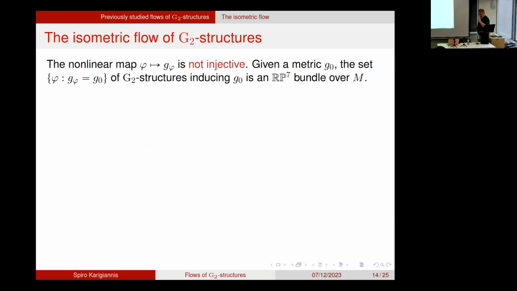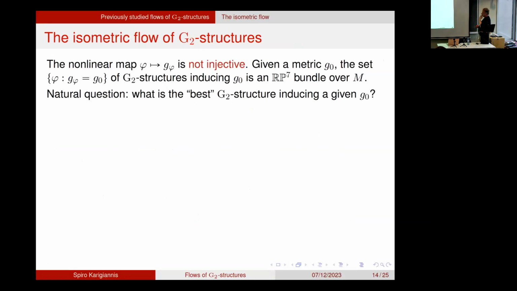Let me tell you about one more flow, and then we'll get to the general stuff. So remember I said that the 3 form determines a metric, but this map is not injective. So there's lots of 3 forms that give you the same metric. And if you fix a metric and you look at all the 3 forms which give you that metric, it turns out that at each point you get an RP7 worth. So there's an RP7 bundle of G2 structures inducing the same metric.